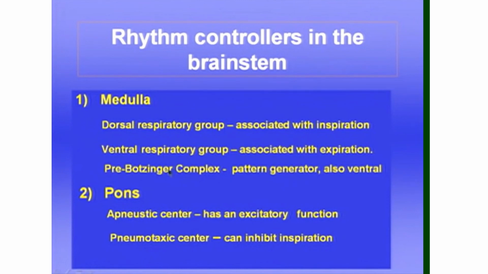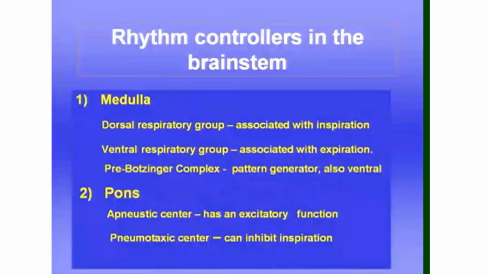Now, more recently, people have spent a good deal of time working on a thing called the pre-Botzinger complex. This is thought to be very critical in terms of the central pattern generator. It's also located somewhat ventrally in the medulla, and researchers have carried out experiments on newborn animals where they've taken slices of the brain and shown that they can pick up areas in this pre-Botzinger complex which are undergoing intrinsic rhythm.